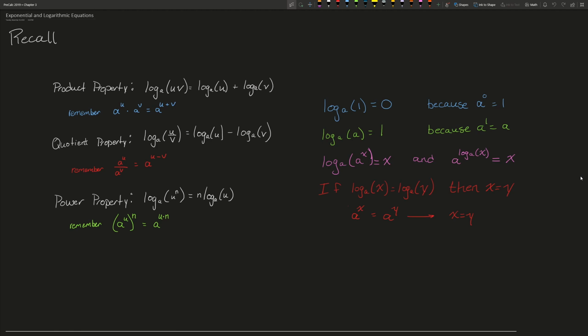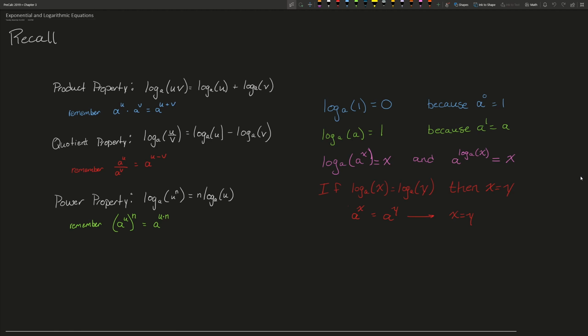Then we need to know the more general properties of logarithms. Log base a of 1 is equal to 0. Log base a of a is equal to 1. Log base a of a to the power of x is equal to x, and a to the power of log base a of x is also equal to x. Then the one-to-one property. If log base a of x is equal to log base a of y, then x is equal to y.